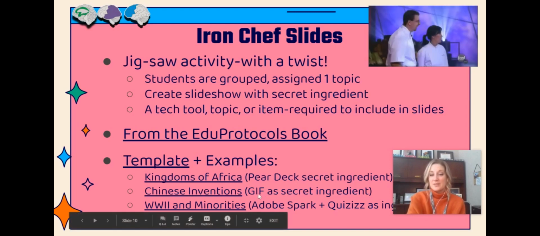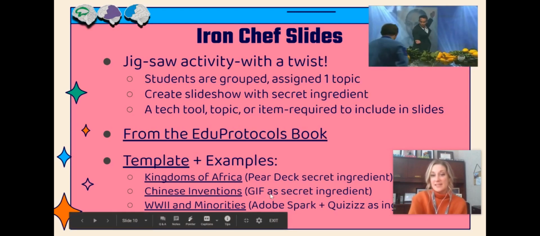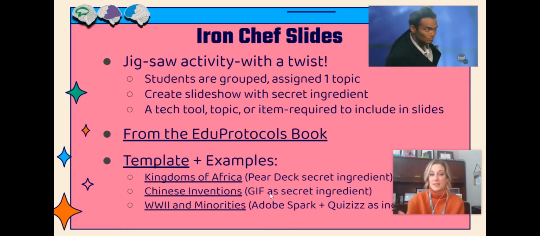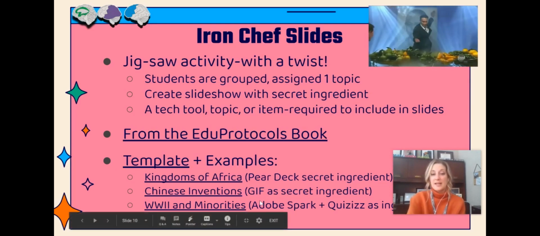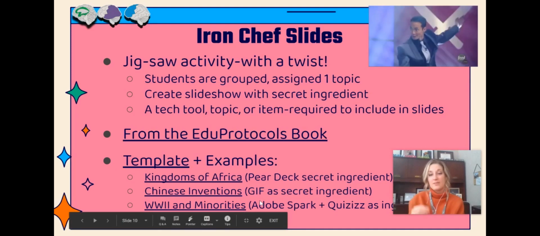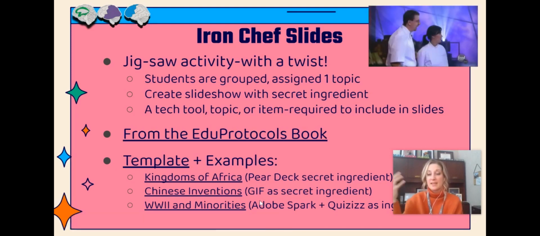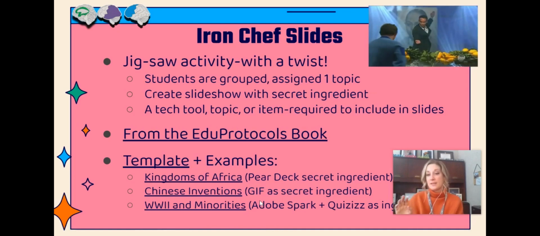This one, the students had to use an animated image GIF as the secret ingredient. So they were required to include at least one of those in their presentation. And then this one, the students had to come up with a quiz via quizzes to include in their presentation as well. So building in that assessment piece at the end of the presentation.